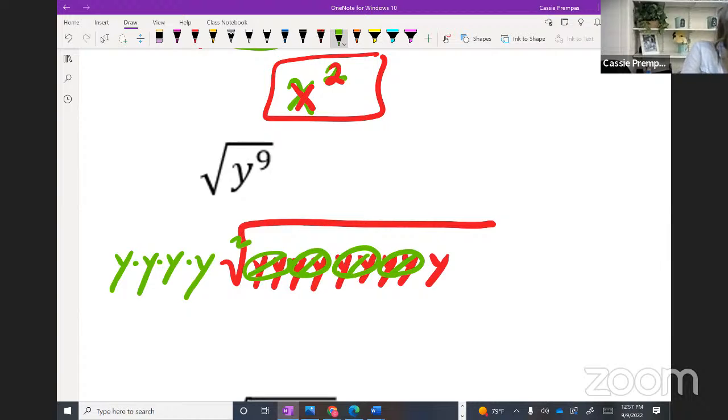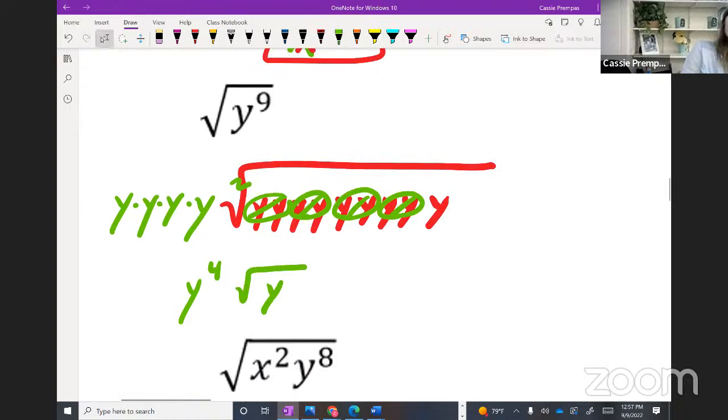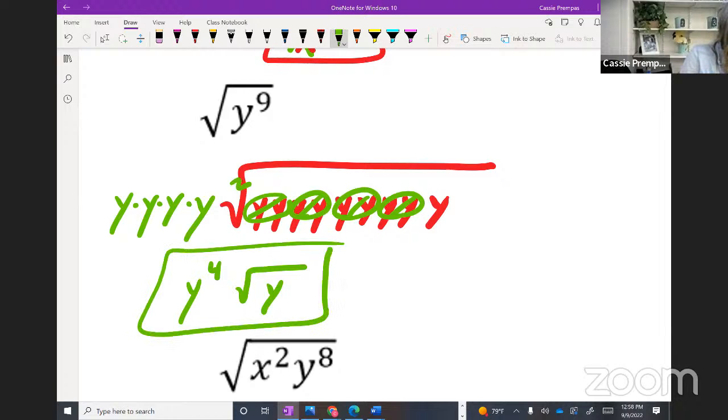Simplify the outside. What does the outside come out to be? Y to the 4th. Nice. What's left in the radical? Square root of y. Good. And then we want to make sure this is positive. Is any number raised to the 4th power still positive? Yes. So we're good. We can just box it and we're done.